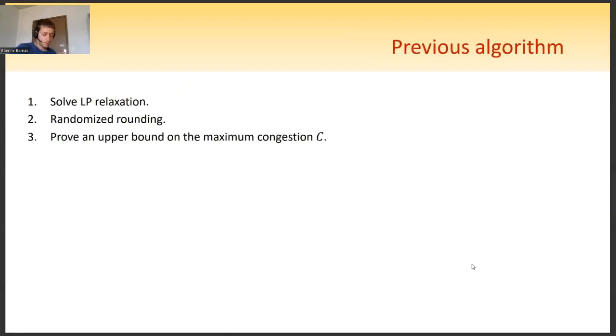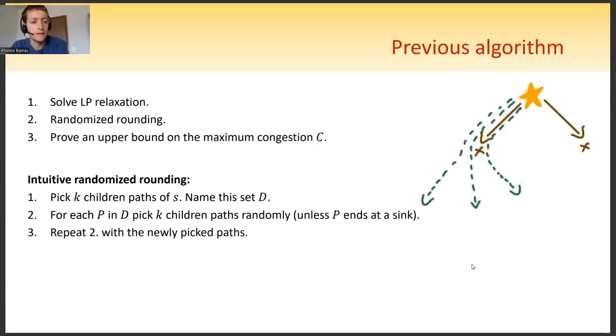And now the algorithm in previous works can be described as the following 3 steps. First, we solve that relaxation I was talking about. This takes quasi-polynomial time. Then you do an intuitive randomized rounding. And at the end, you prove using Chernoff bounds that the maximum in degree, so the maximum congestion on every vertex, is at most C, for C polylogarithmic. So the randomized rounding is fairly intuitive.